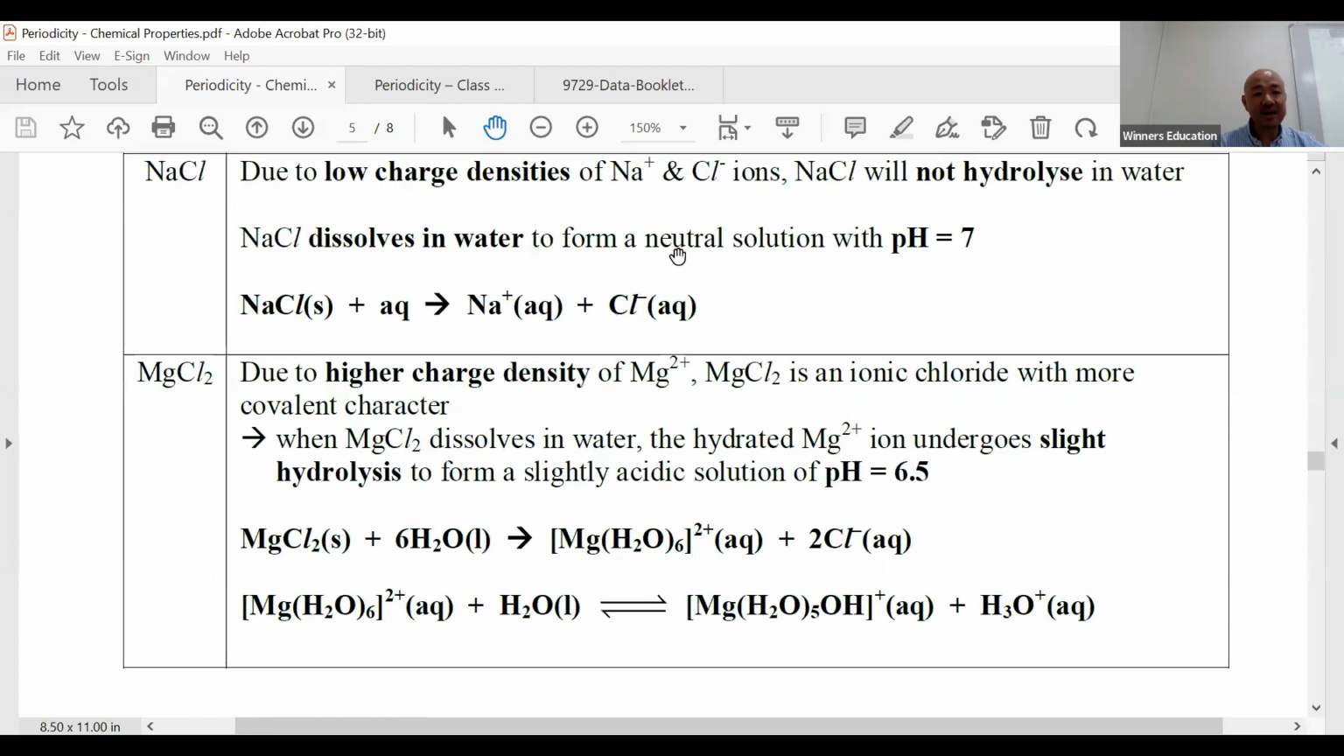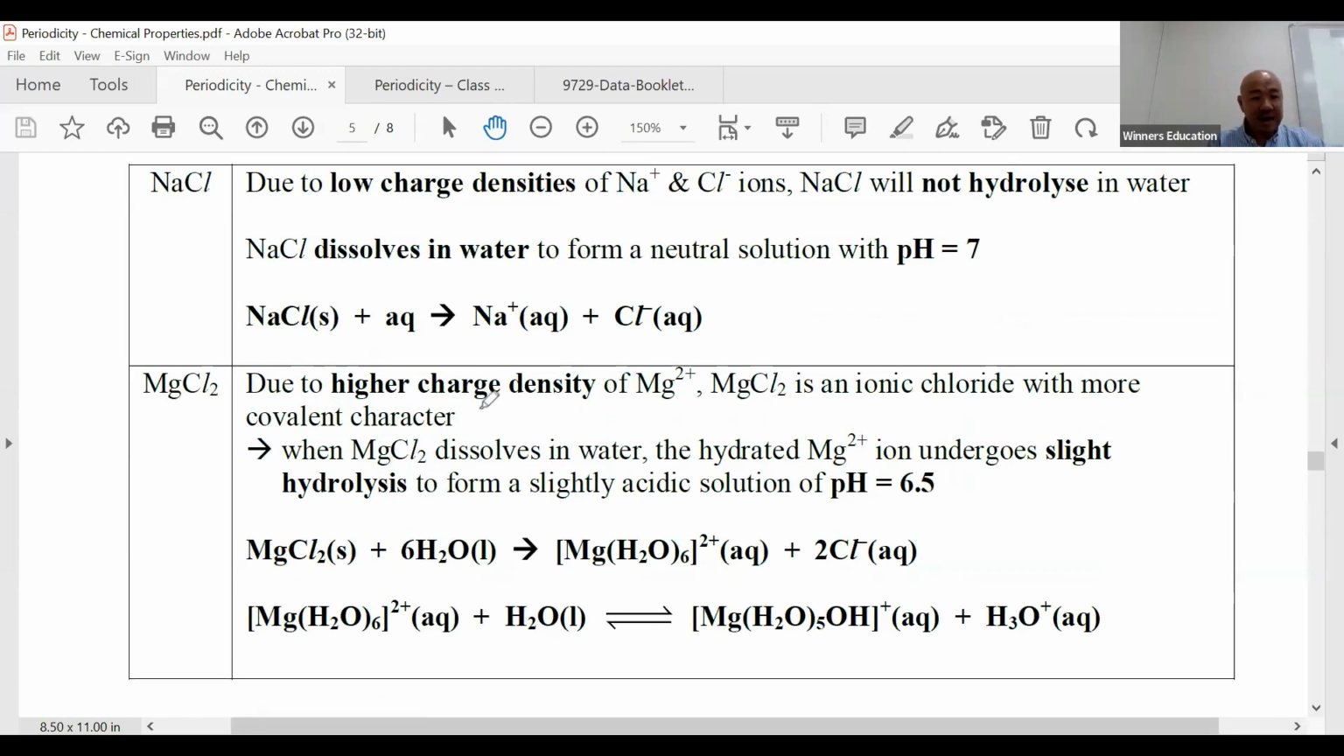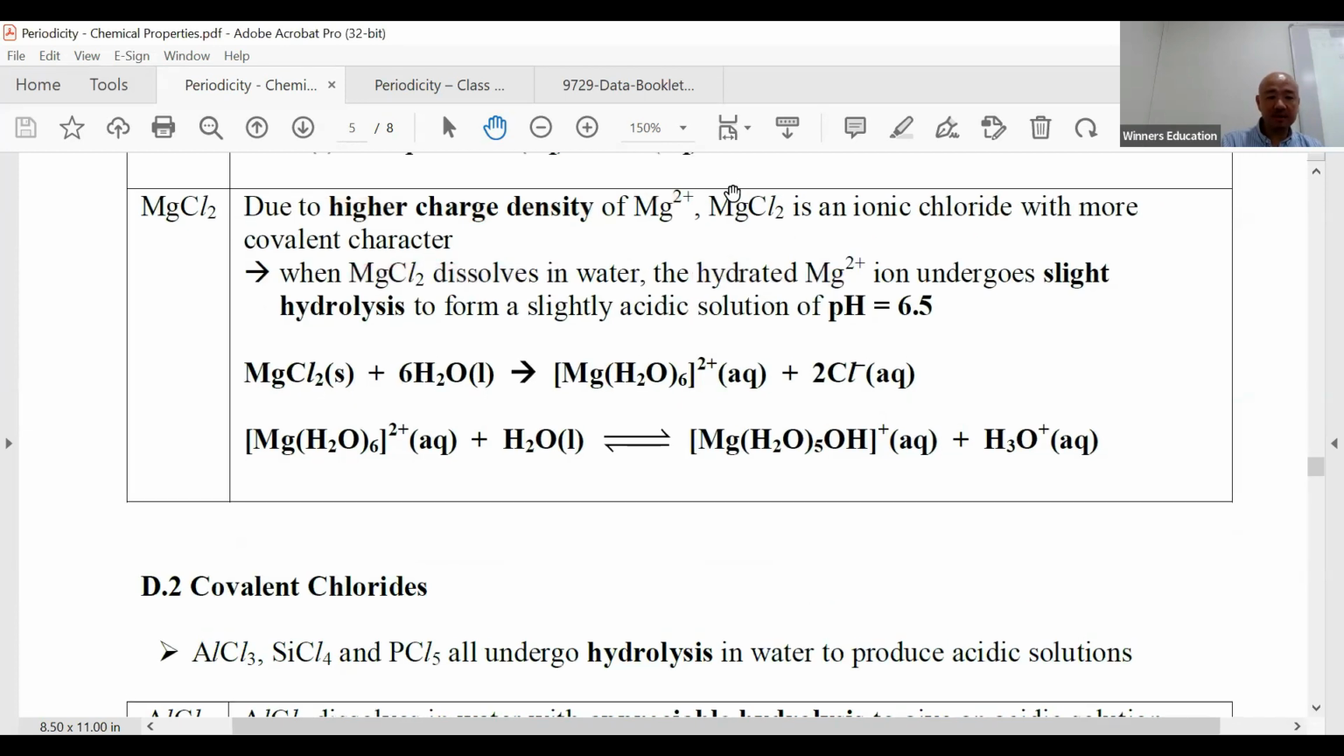Why? Magnesium chloride: the Mg2+ has a higher charge density than Na+. So MgCl2 will do what? It will dissolve in water, and the hydrated ion will then undergo something else. It's called slight hydrolysis, which therefore forms a slightly acidic solution of pH equal to 6.5. What really happened here is the same thing as with sodium chloride. There are two steps. Each of them has a name. Once you get this, you're okay.